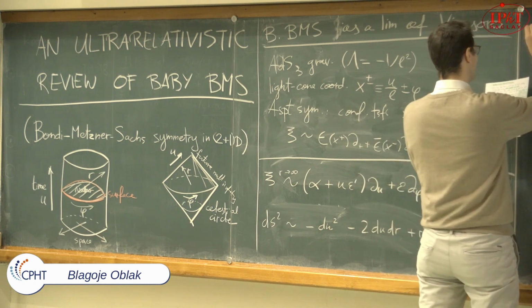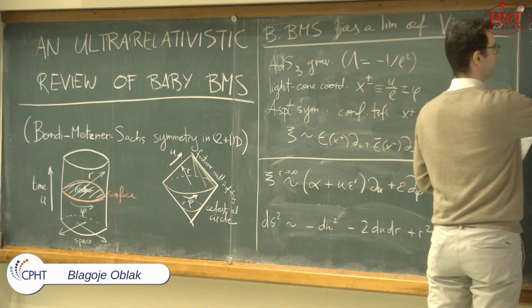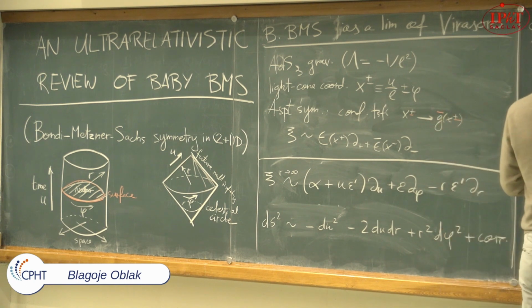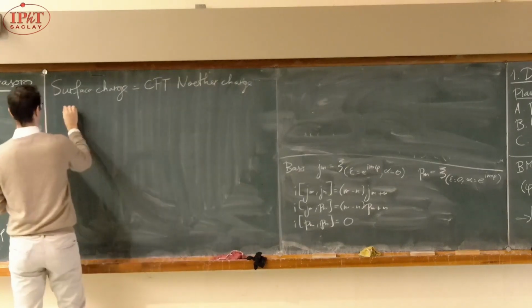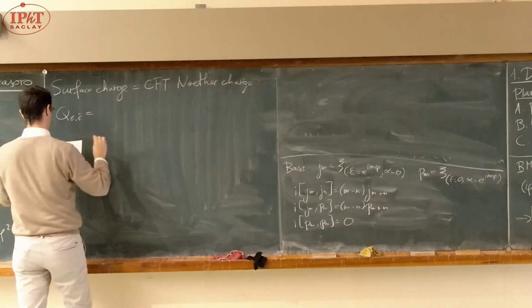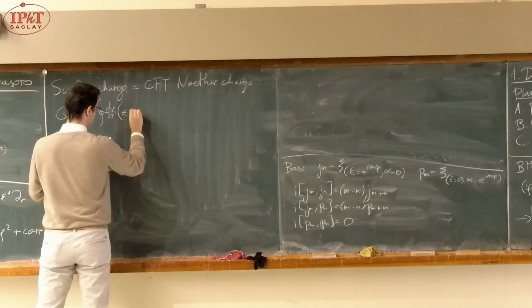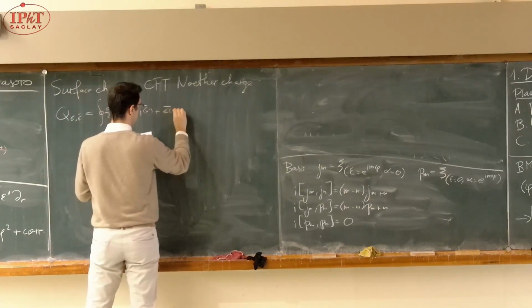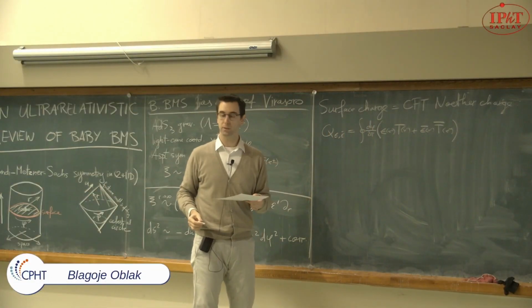Anyway. So, again, just a lightning review of AdS/CFT. The surface charge associated with a conformal generator is actually a CFT Noether charge on the boundary. And that CFT Noether charge takes the form Q(ε, ε̄) equals the integral dφ over 2π of ε(x^+) T(x^+) plus ε̄(x^-) T̄(x^-), where T and T̄ are the components of the stress tensor of the CFT on the boundary.